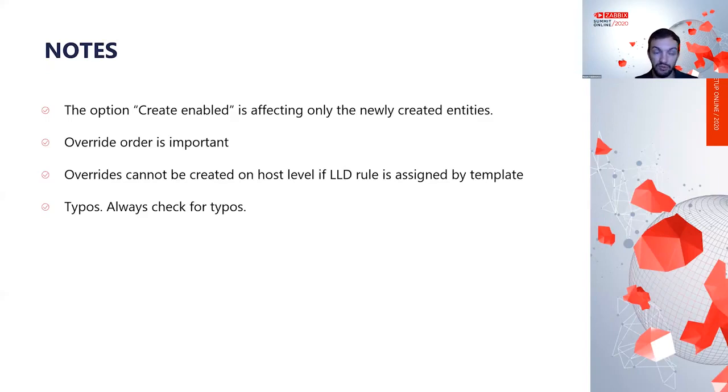And of course, typos. Typos are the bane of the overrides and low-level discoveries. So chances are you might create some typos, in a macro for example, or just in a filter, and it will just not work at all. That is it regarding the overrides. Pretty simple feature, but very sophisticated if you do really get into it, because it does give you quite a lot of ways how you can manipulate your low-level discovery rules.